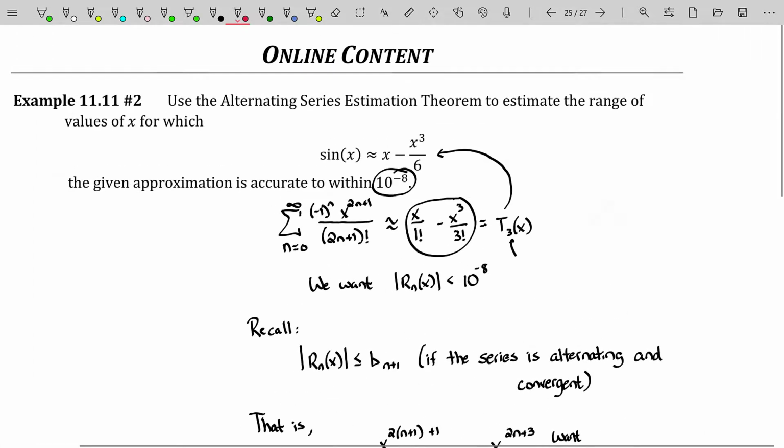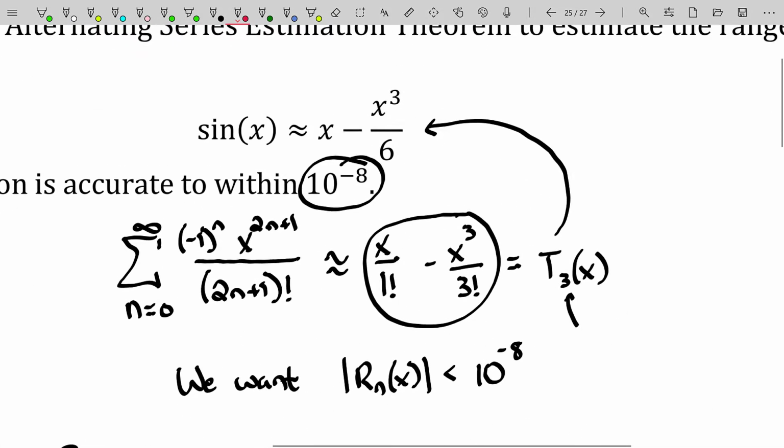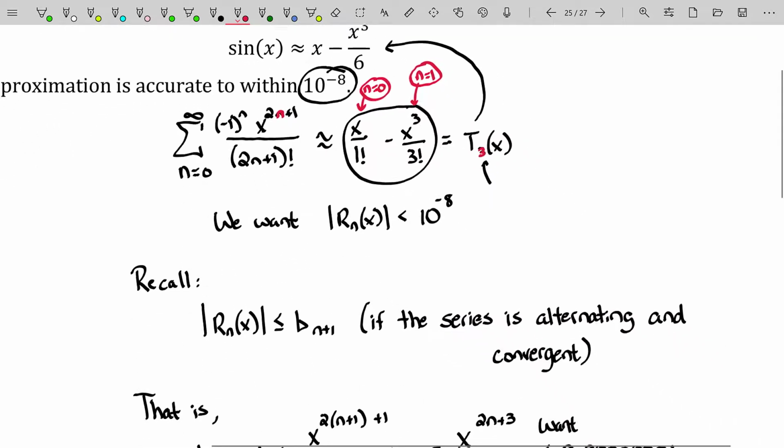The one warning I will give is to make certain that you know what your n values for your approximation are. So this 3 is actually associated with n equals 1. Yes, I get it that it's a third degree Taylor polynomial expansion. However, we only had to actually add up the 0th term and the first term to get to that third degree Taylor polynomial expansion.